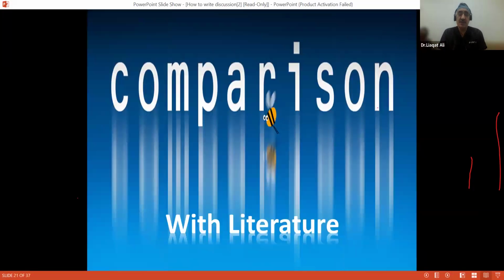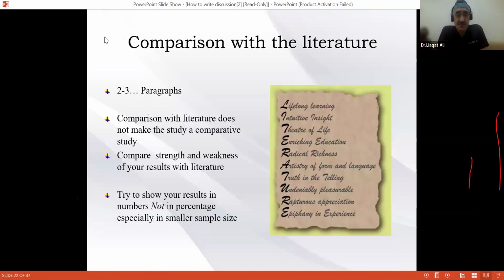Now we come, जो हम सबसे ज्यादा करते हैं मिस्टेक्स, comparison with the literature. Next, please. Next. अच्छा. अब comparison with the literature is important. You have to write it into 2 to 3 paragraphs. One thing should be clear.